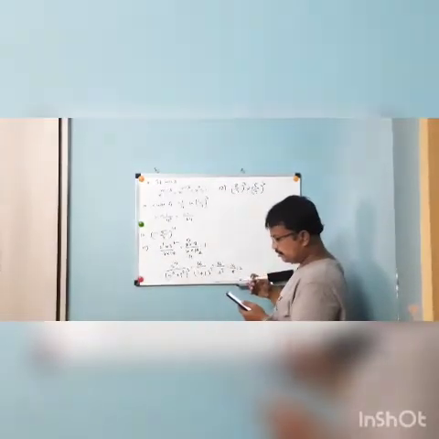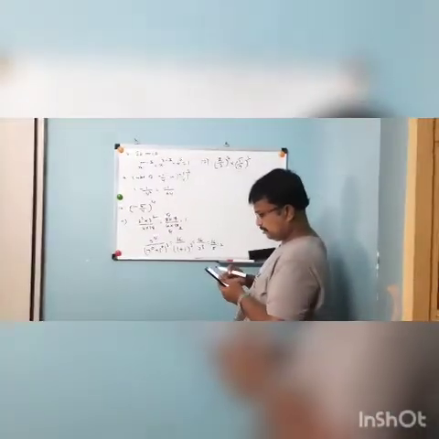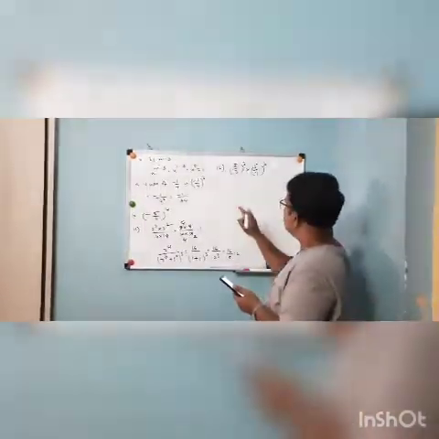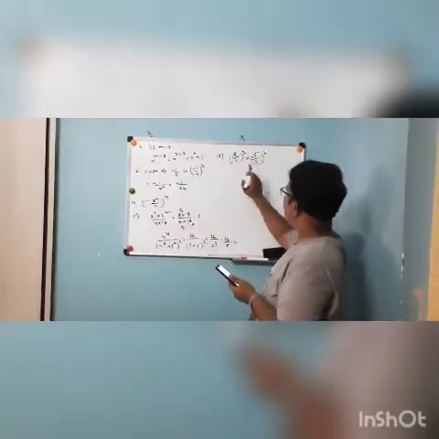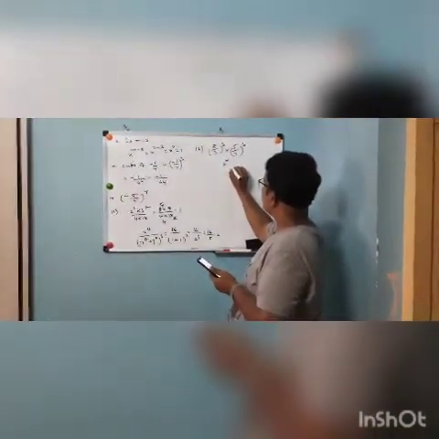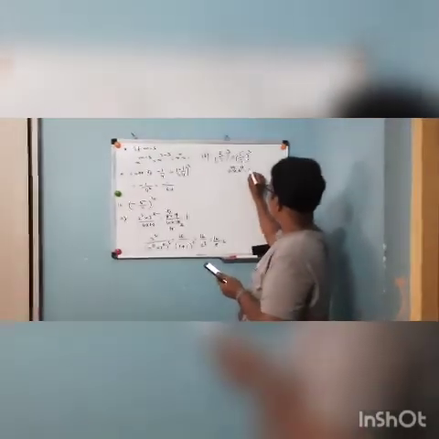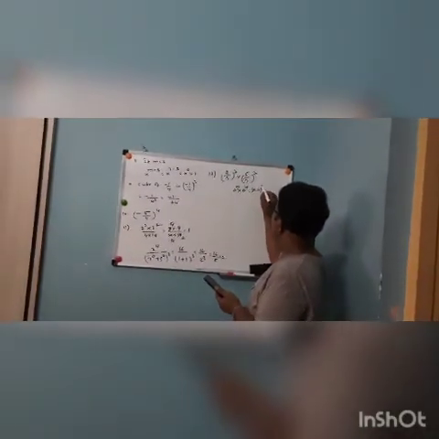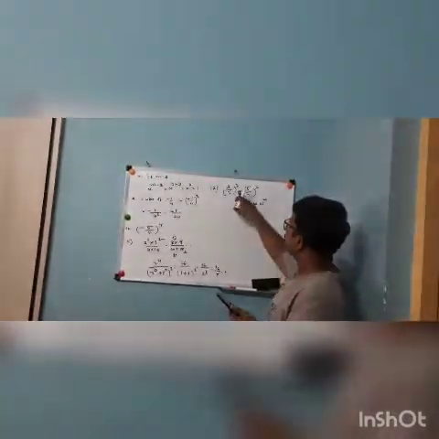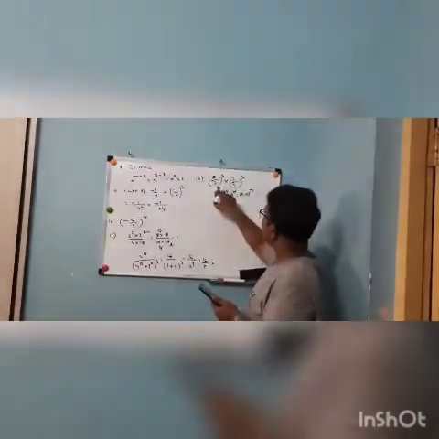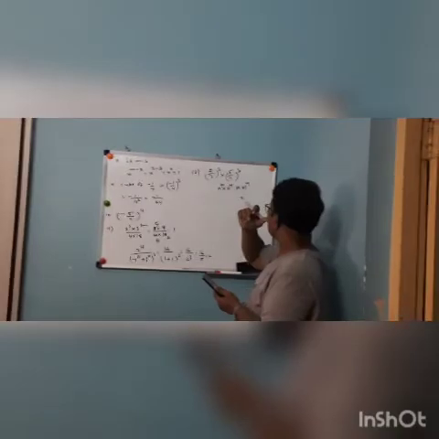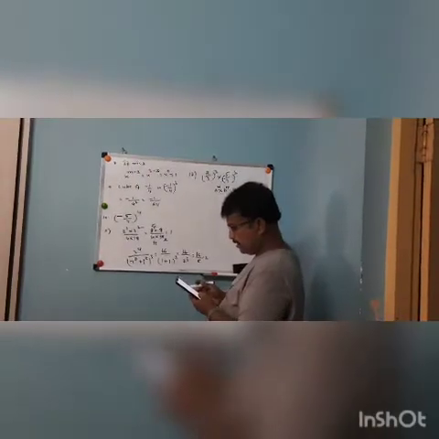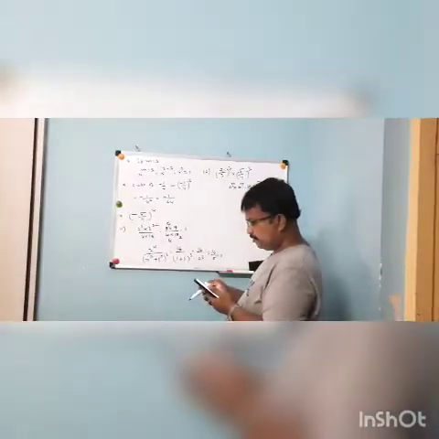So as usual, a power m into b power m is equal to (ab) whole power m. Here, 3 is the denominator of 2 by 3 and 3 is the denominator of 5 by 7, so the power is the same for both. (ab) whole power m. So that's why option 3 is right: 2 by 3 into 5 by 7 whole power 3.